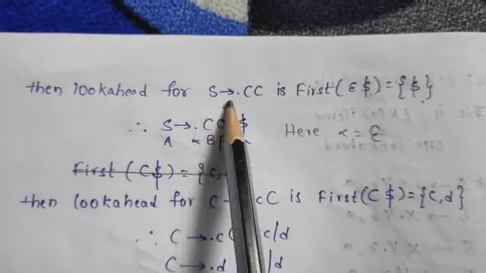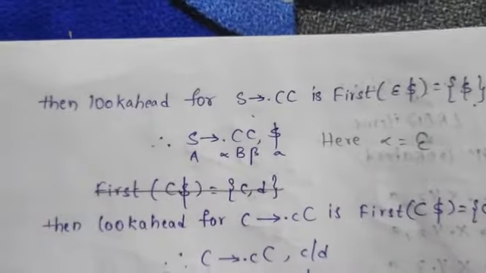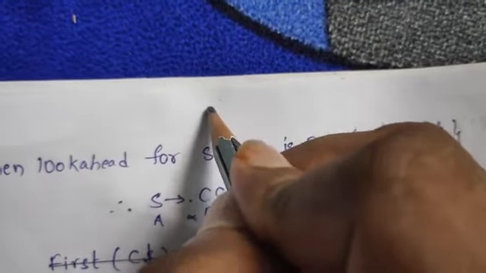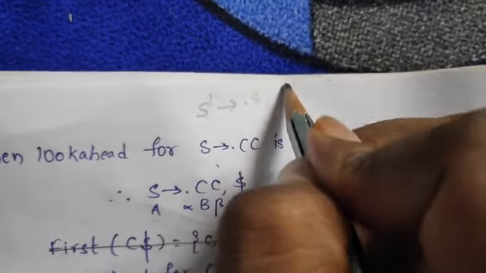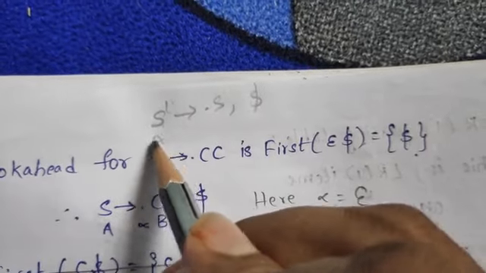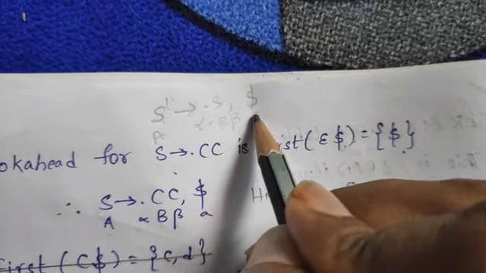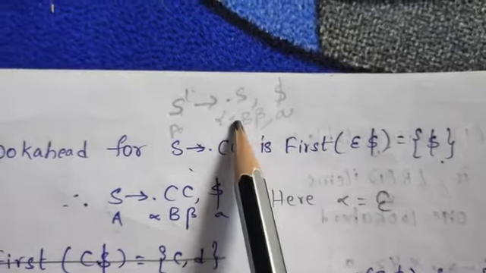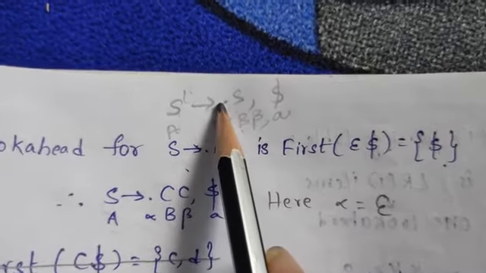So this production is converted in the form of A, and this production is constructed in the form of A. Before this one, we take into consideration S dash tends to dot S comma dollar. Also here A tends to alpha dot B beta comma A. So after the dot here, B is there, and after the dot S is there.